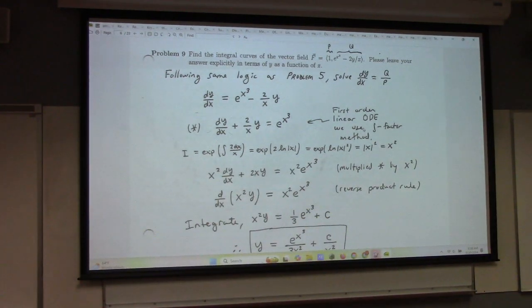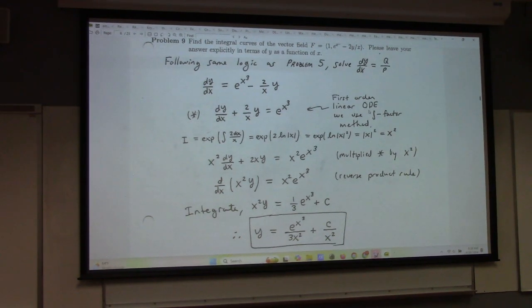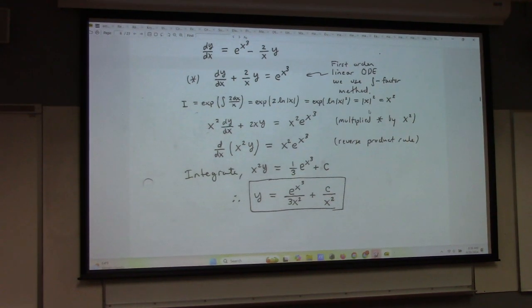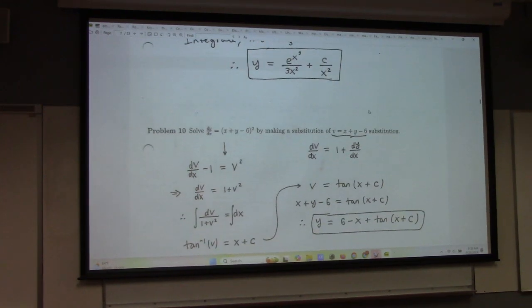Any questions so far? So to recap, for first order problems, what are our methods? Separation of variables, exact equations, integrating factor method, right? And what's the other thing that's out there? Substitution, right? I don't think there's a Bernoulli problem in this homework, which is unfortunate. That is part of the material.